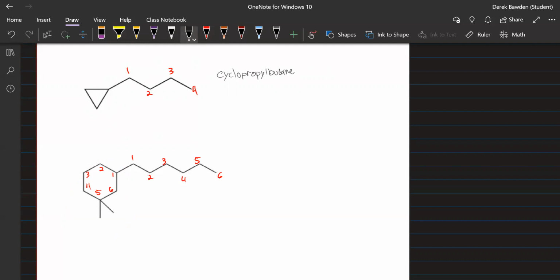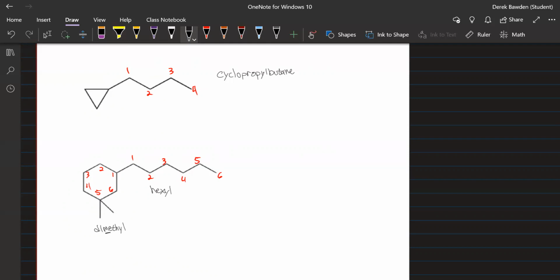So now we need to determine what is the name of this group. How are we going to name that? Six carbons gives us what? Hexyl. Okay, it's like hexane, but because it's a substituent, it's going to be hexyl. And then we have dimethyl.